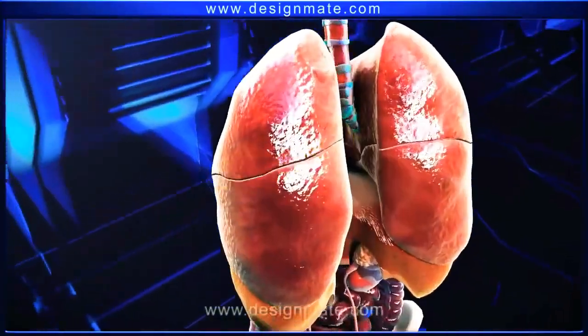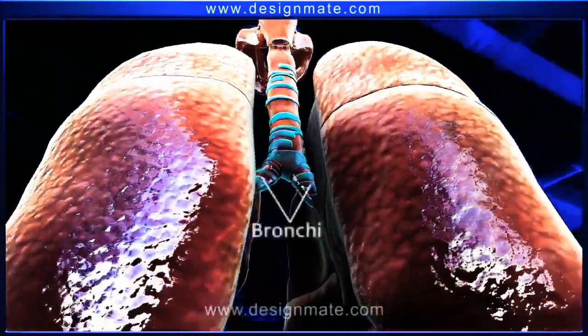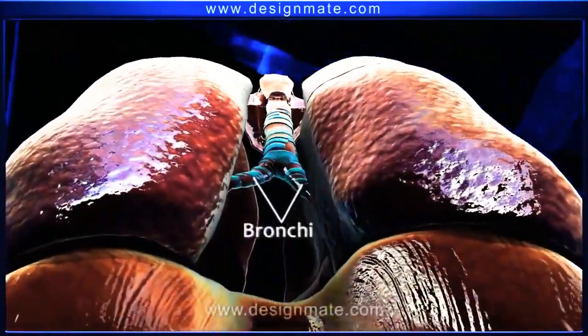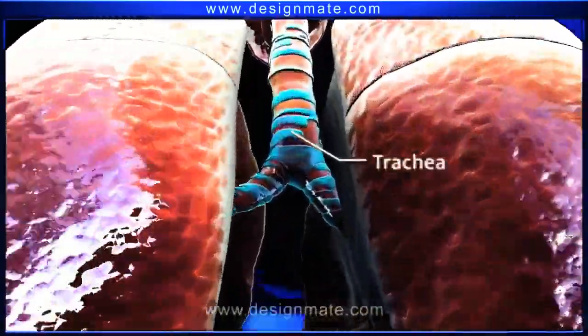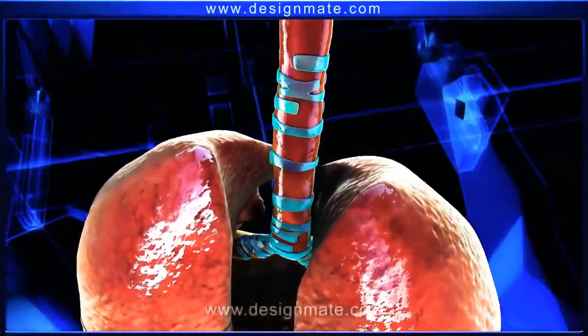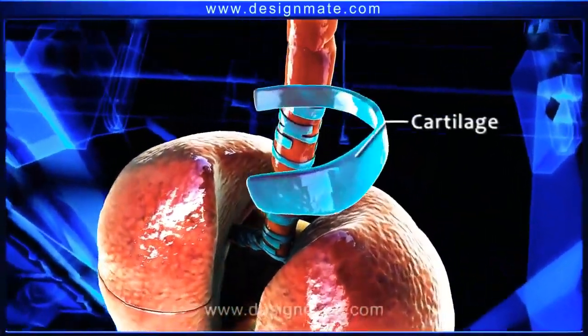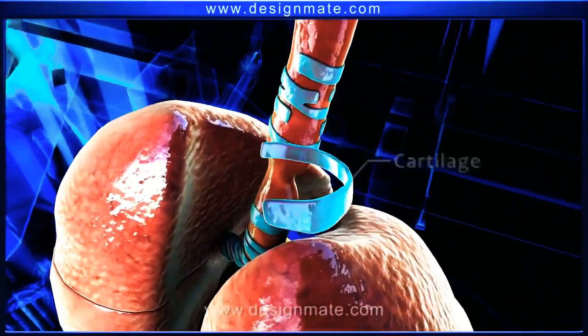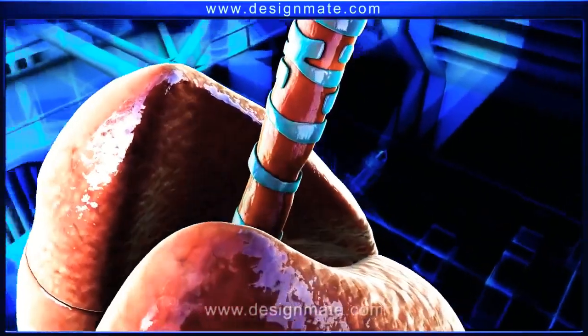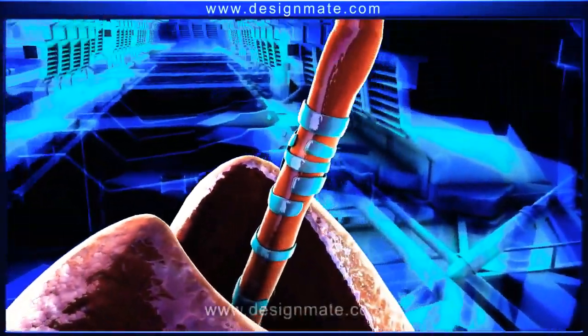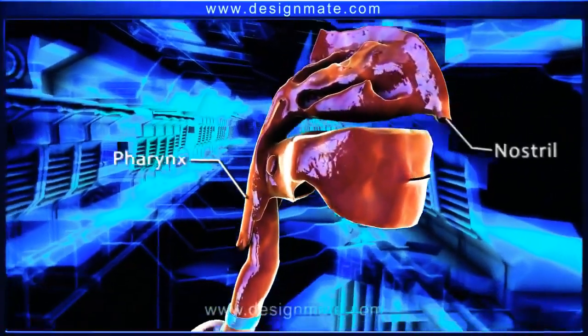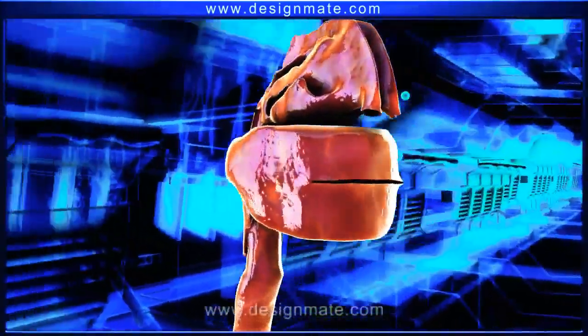Both the lungs are associated externally with small tubular bronchi which unite and extend into the trachea. The trachea has incomplete C-shaped rings of cartilage which prevent the tracheal wall from collapsing. The trachea leads into the pharynx, which is connected to the nostrils.